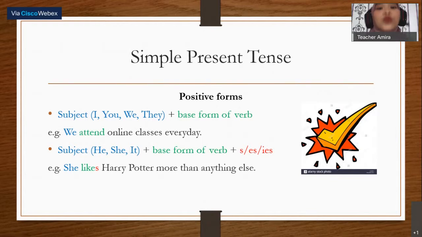So continue. Positive forms of simple present tense. Alright. Okay, what time is it now? I get distracted a lot.